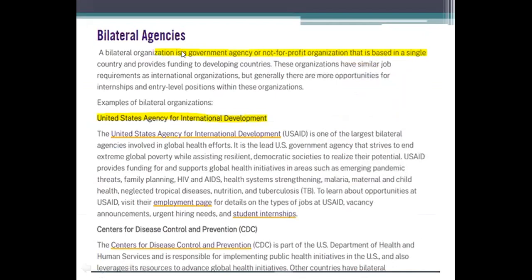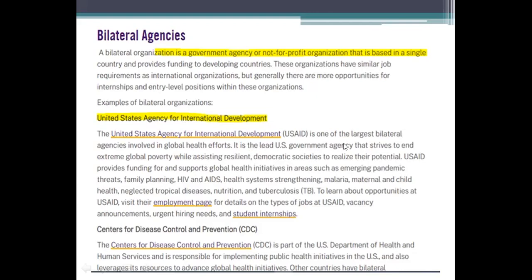A bilateral organization is a government agency or non-profit organization that is based in a single country and provides funding to developing countries. These organizations have similar job requirements as international organizations, but generally there are more opportunities for internships and entry-level positions with these organizations. Examples of bilateral organizations include the United States Agency for International Development, known as USAID, which is one of the largest bilateral agencies involved in global health efforts.